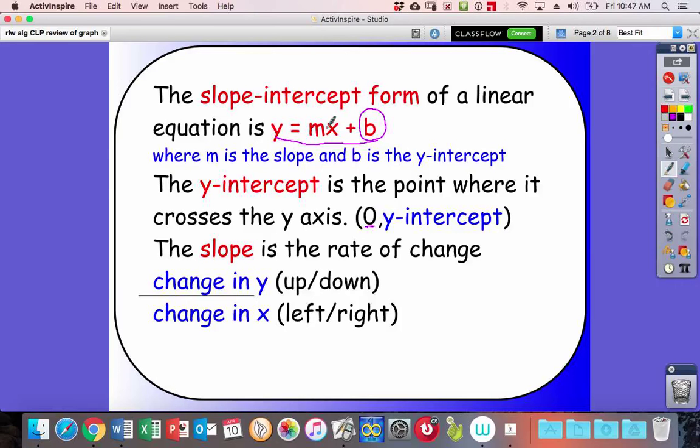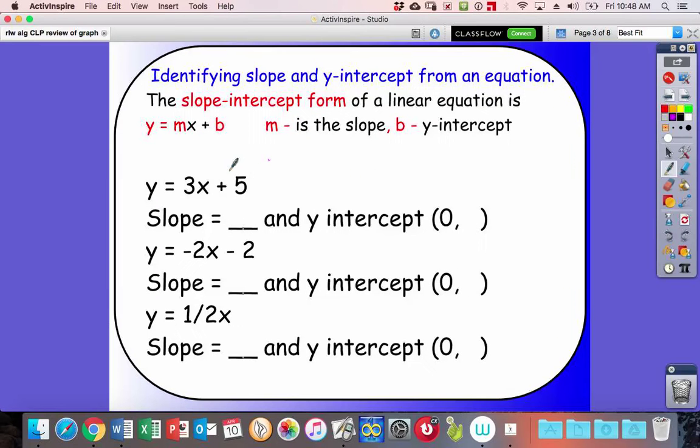Okay, the m, that's the coefficient in front of x, is your slope. And your slope is a change in y over your change in x. If the change in y is positive, it's up. If it's negative, you're going down. Change in x: if it's positive, you're going right. If it's negative, you're going left. And I'm going to show that to you.